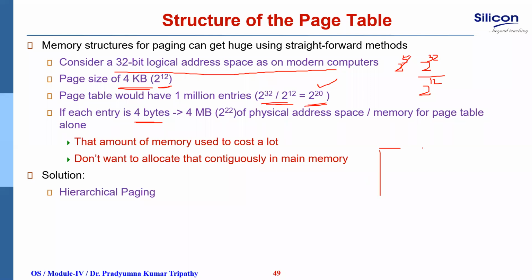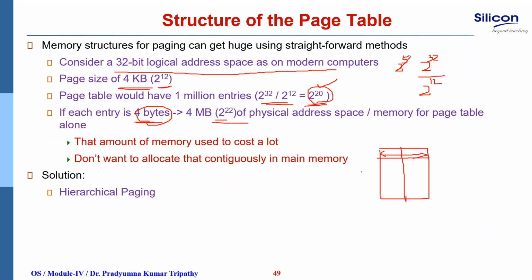In the PMT, for each page there is a frame number and control bits. Suppose each of these entries in the PMT takes 4 bytes. So in total there are 2 to the power 20 entries, and each entry takes 4 bytes. So 2 to the power 2 into 2 to the power 20 is 2 to the power 22. So the size of this table will be 2 to the power 22, which is very large, and storing it in continuous memory locations is also difficult.